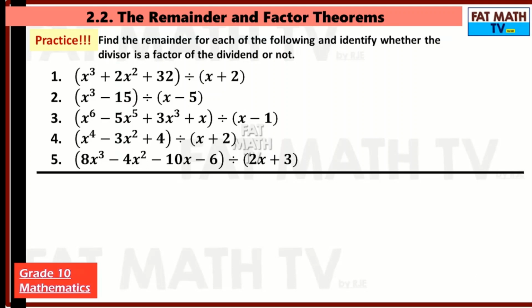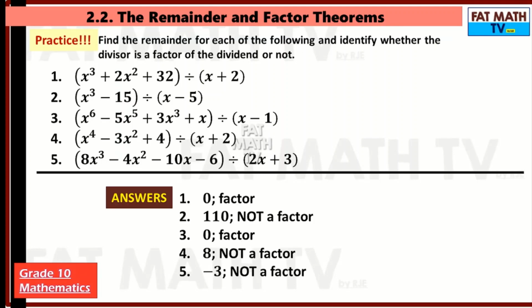Okay, so pause this video if you're not yet ready, because I will reveal the answers. So here are the answers. Number 1, the remainder is 0, so x plus 2 is a factor. Number 2, the remainder is 110, so x minus 5 is not a factor. Number 3, x minus 1 is a factor because the remainder when divided is 0. And then number 4, x plus 2 is not a factor because the remainder is going to be 8. And number 5, negative 3 is the remainder, so 2x plus 3 is not a factor of 8x cubed minus 4x squared minus 10x minus 6.